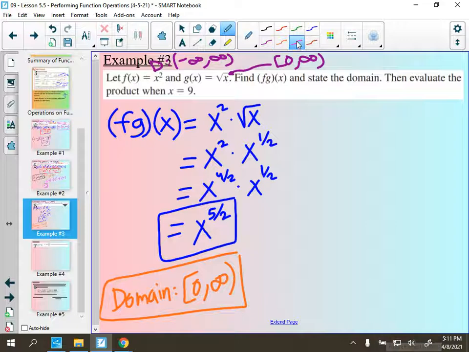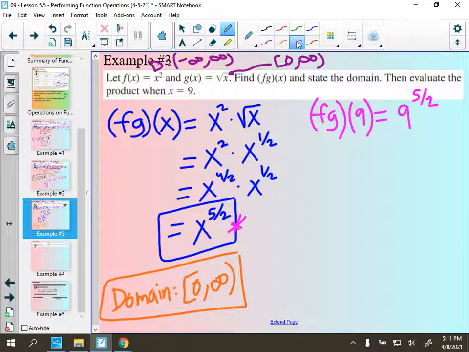Let's do our substitution, our plug-in. F times G of 9 is going to be, let's just use this one right here. All right, so 9 to the 5 halves power. Uh-oh, we're going to test it here. I should probably just get a calculator. Give me a second here. I know it's going to be 3 to the 5th power. I just don't want to screw it up. So I did the square root of 9, which is 3. And then 3 to the 5th power, I think it's 243.